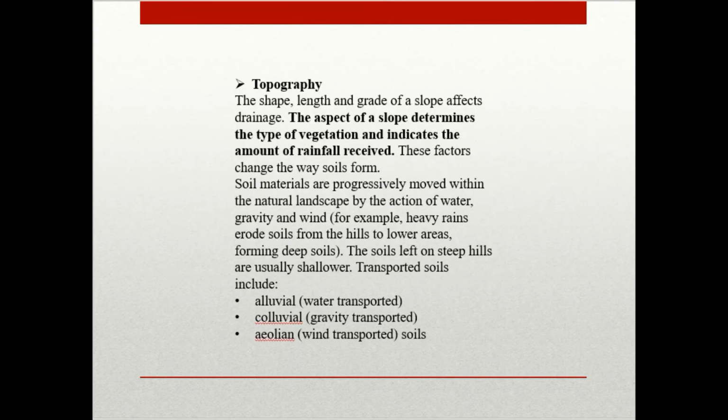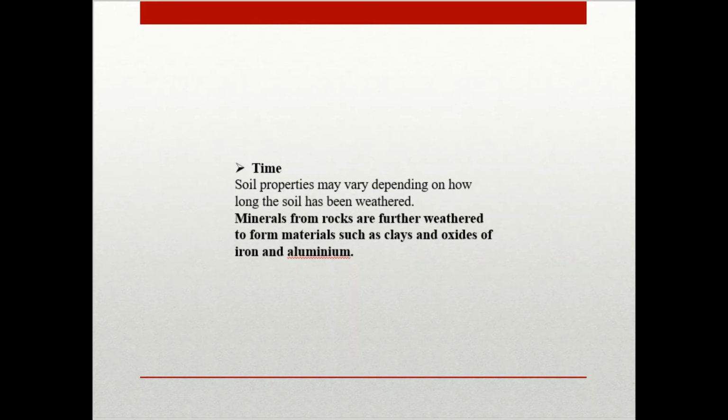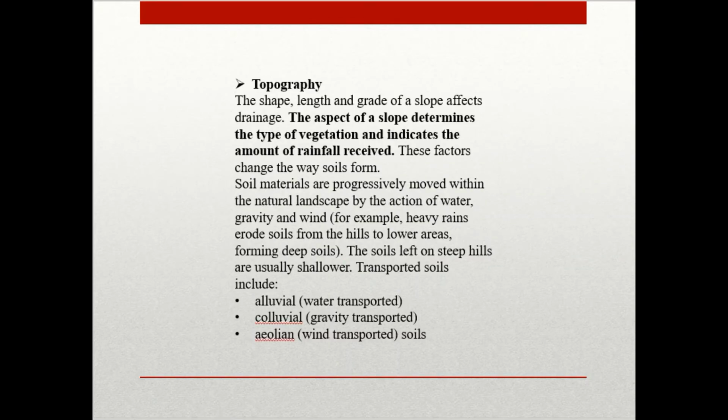Topography. Topography holds its own importance as slope determines the type of vegetation and it indicates the amount of rainfall received. These factors change the way soil forms. Transported soils include alluvial, colluvial, and aeolian. These are basically water, gravity, and wind supported soils.